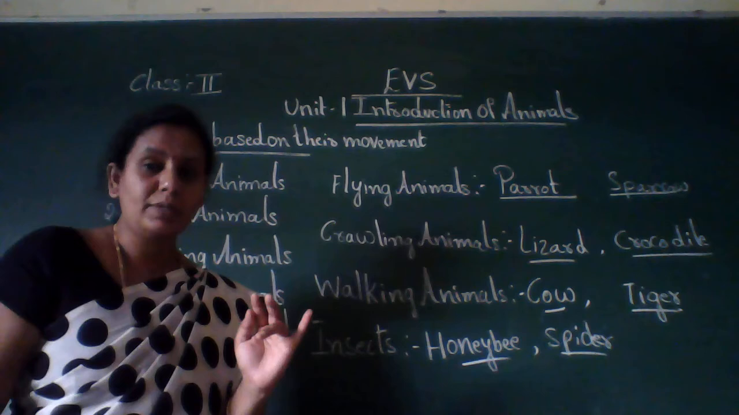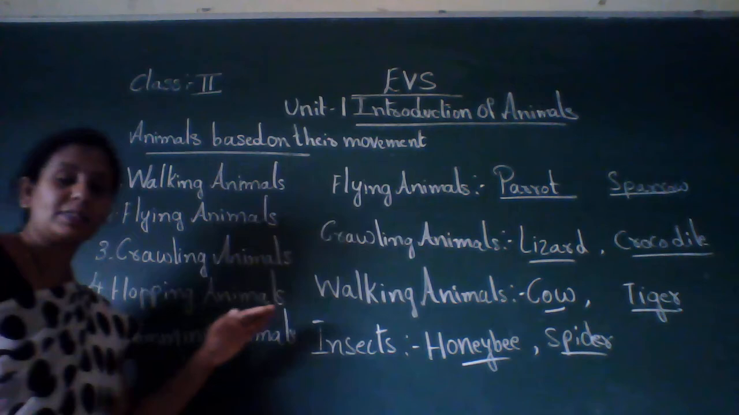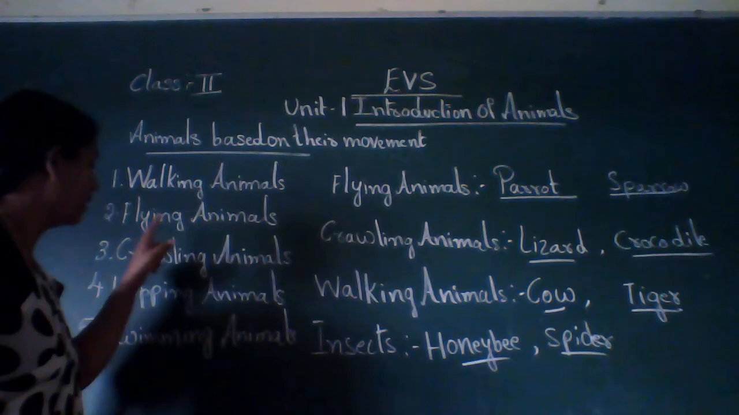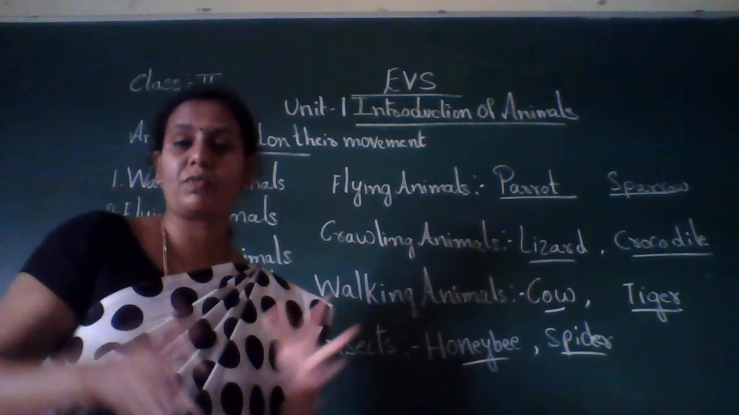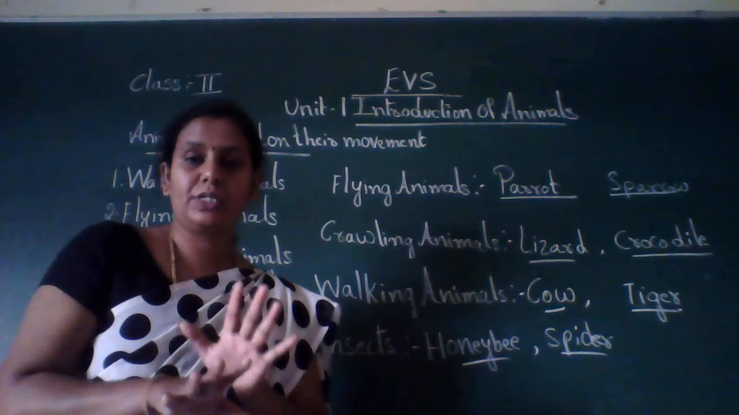Five types of animals are there. Animals are divided into five types based on their movement. That is walking animals, flying animals, crawling animals, hopping animals, swimming animals. So in detail we learned all the types of animals, isn't it? Then we learned about insects, birds, every type of animal. Okay children, today I have finished the first chapter, introduction of animals.